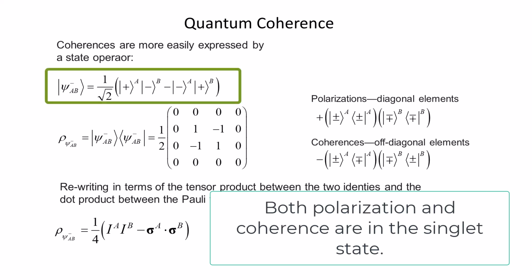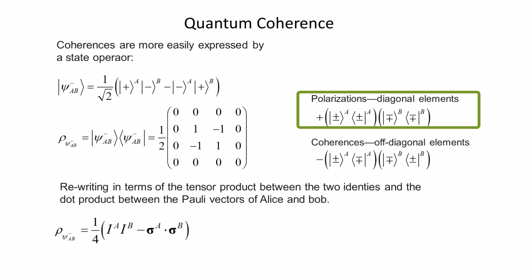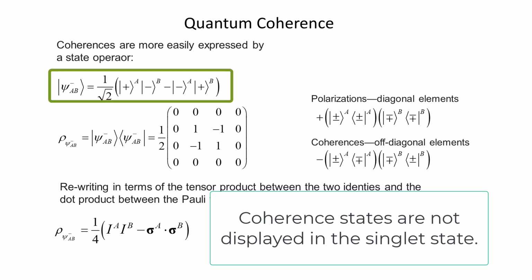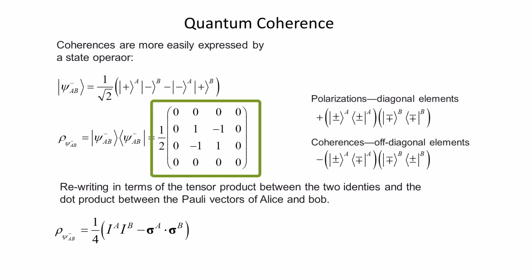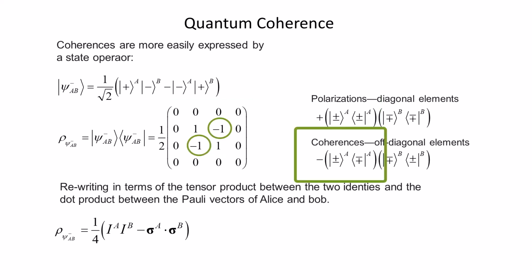These two complementary properties are contained in the singlet state. Polarizations are even states of plus plus or minus minus, and coherences are odd states like plus minus or minus plus. These are not displayed in the singlet wave function, so express this as a state operator by taking the outer product to give this matrix. The polarizations are the diagonal elements of this matrix, and the coherences are the off-diagonal elements.